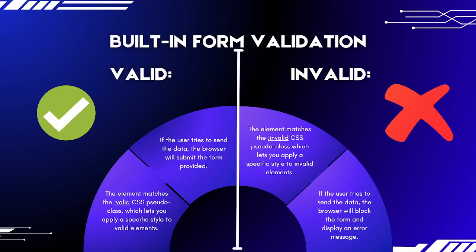After this, we have the case when all the information is valid and when the information is invalid. When it is valid, the element matches the valid CSS pseudo-class, which lets you apply a specific style to the valid elements. If the user tries to send the data, the browser will submit the form with no problem. Now, when it is invalid, the element matches the invalid CSS pseudo-class, which allows you to put styles on it. And if the user tries to send the data, the browser will block the form and display an error message, as we said before. This is what form validation is about.